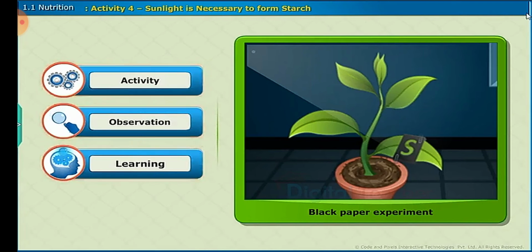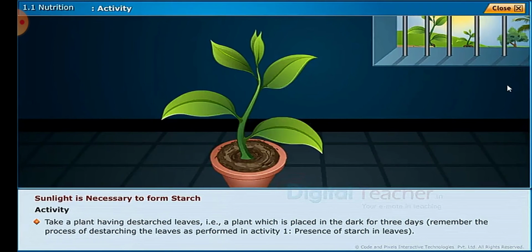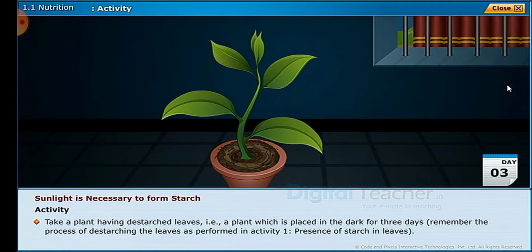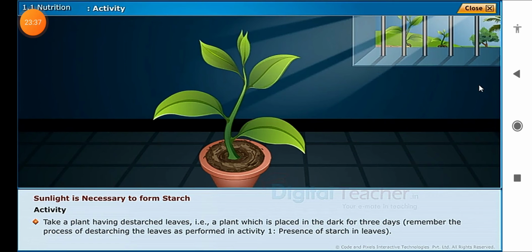Here, let us perform an activity to learn about the need of sunlight in the formation of starch. Click each tab to know more. Take a plant having destarched leaves, that is, a plant which is placed in the dark for 3 days. Remember the process of destarching the leaves as performed in activity 1, presence of starch in leaves.